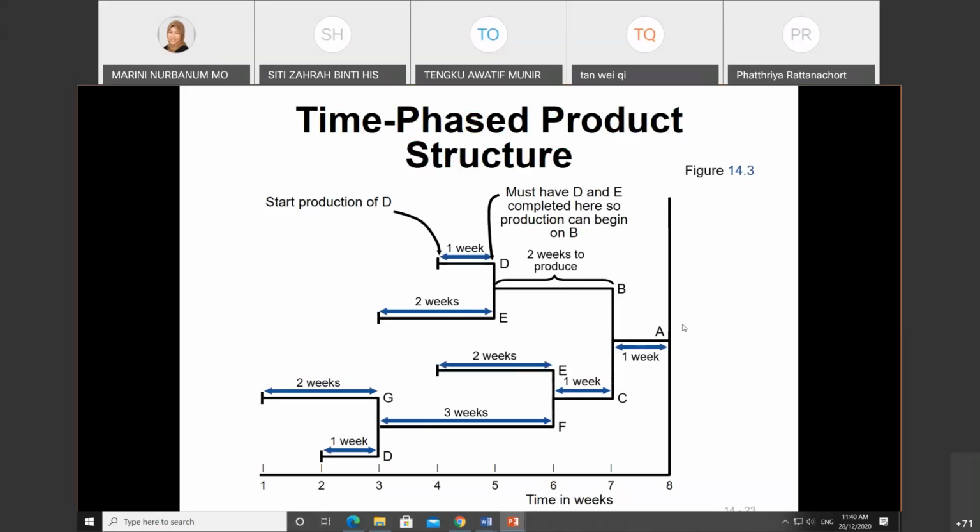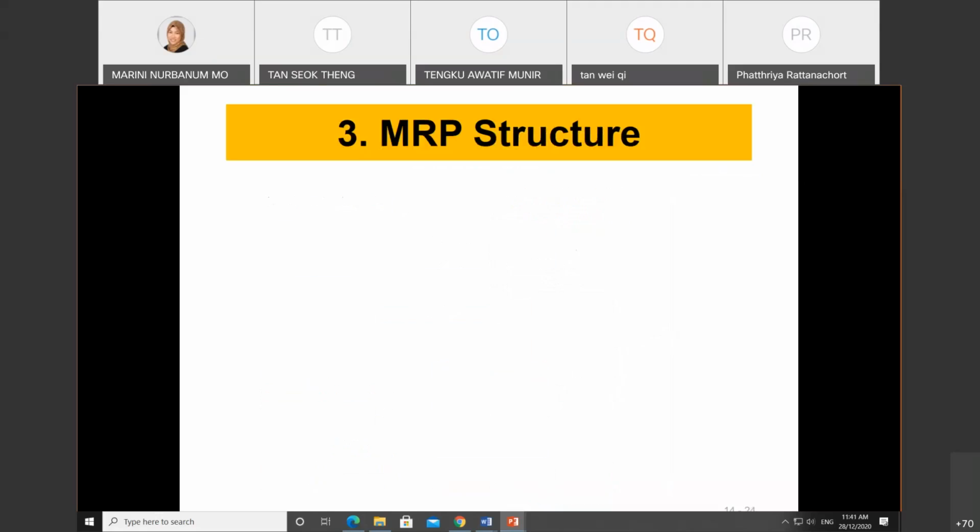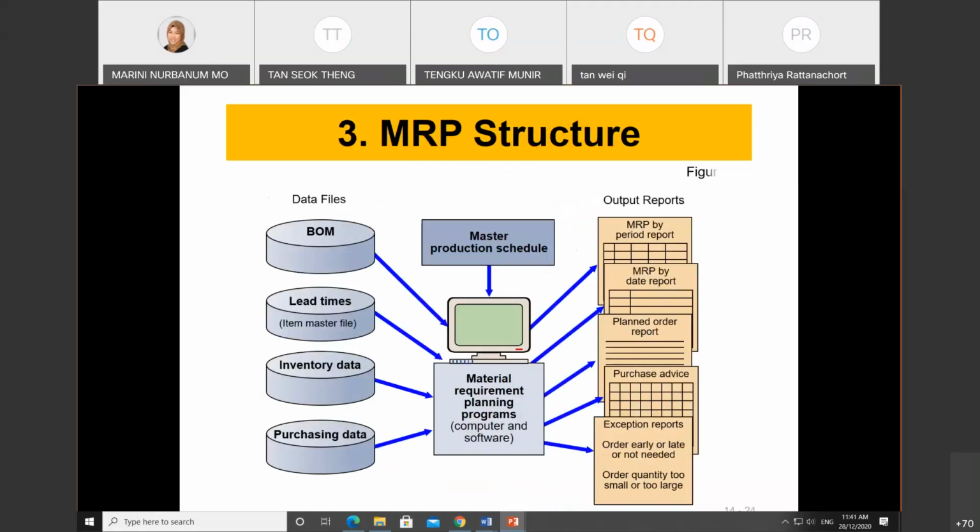So you know that product A is the final product, right? You start there. So you know it needs to be ready in week 8. So you need to start producing it in week 7. So this part okay? Okay. Now, this is just a description of what master production schedule is.